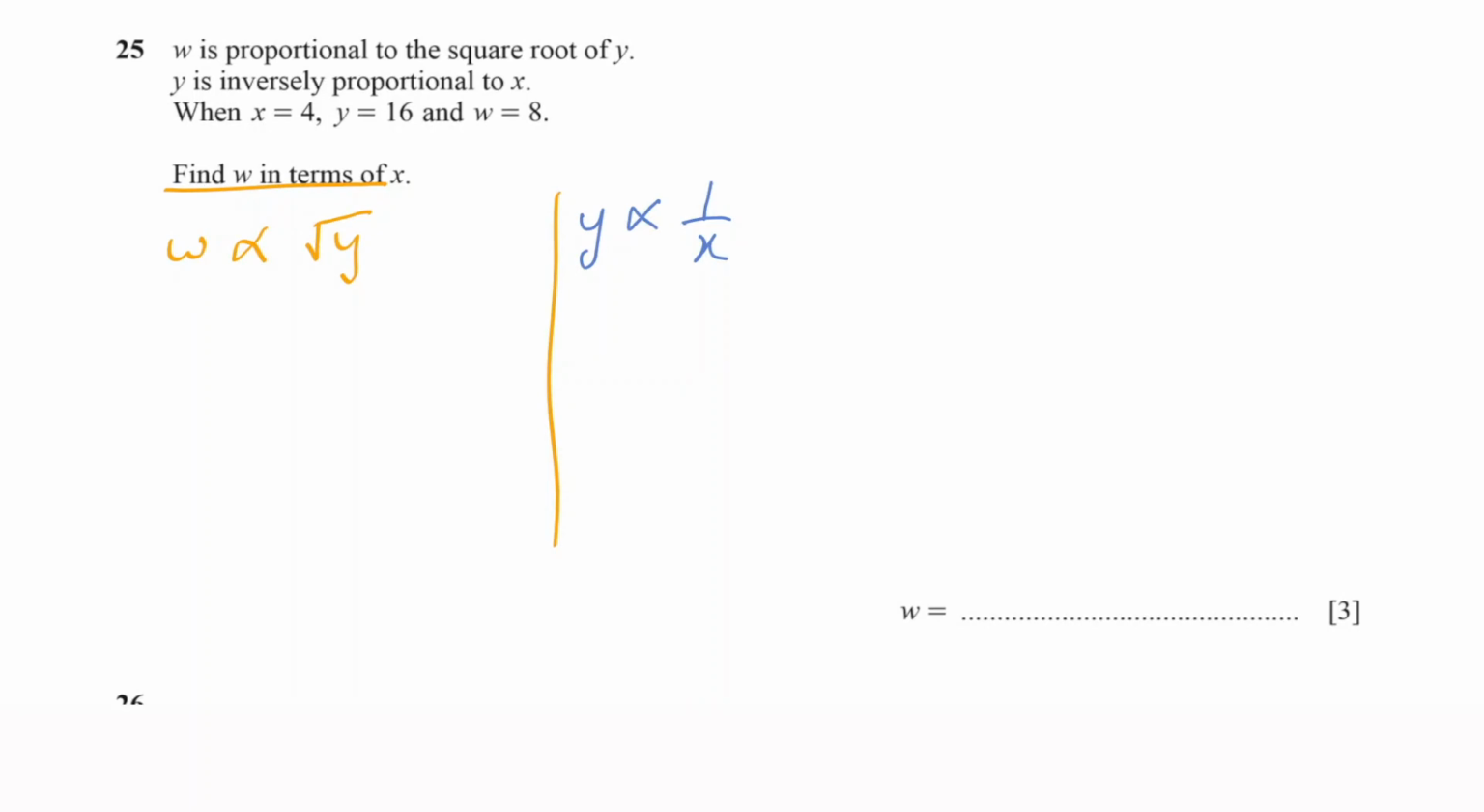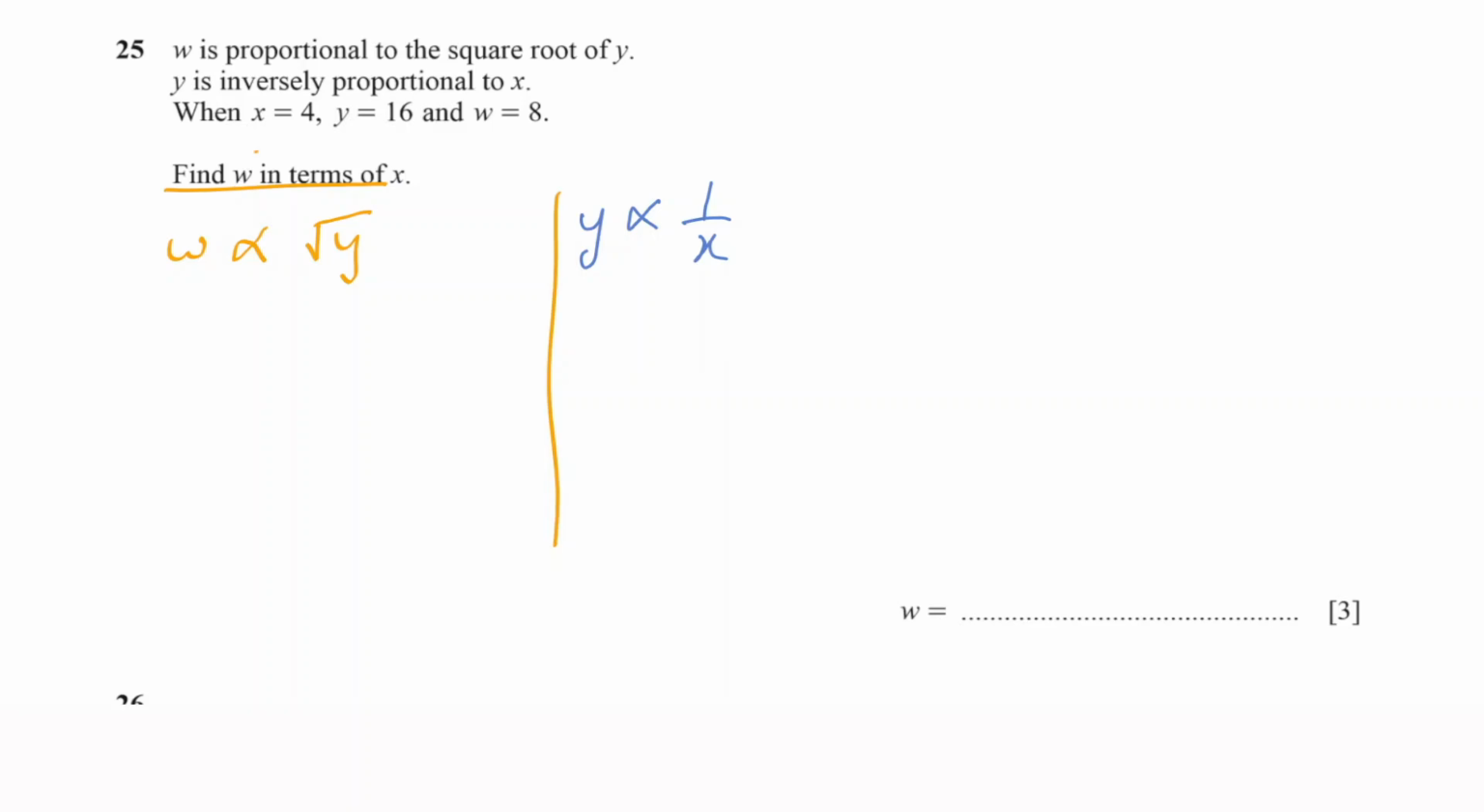Question number 25. W is proportional to the square root of y, and y is inversely proportional to x. We have to find the value of W in terms of x. So W is proportional to the square root of y, and also it is given that y is inversely proportional to x. Inverse, that's why I wrote x down below.